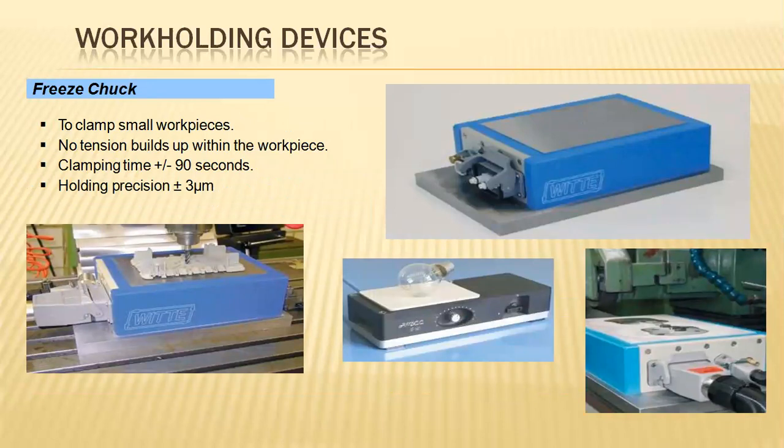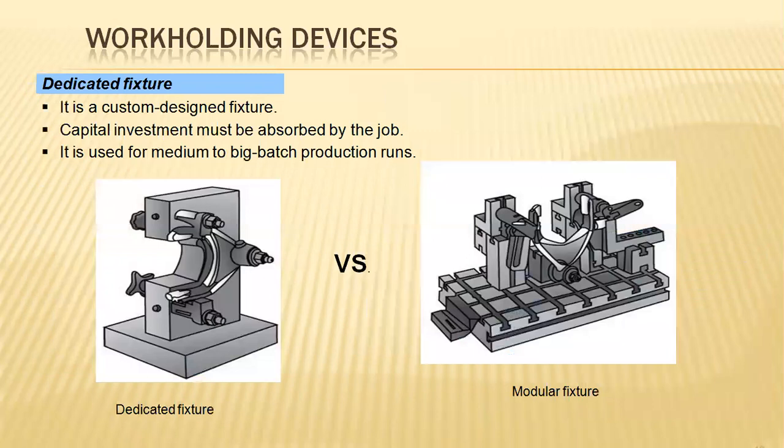Next, the freeze chuck. Particularly, these are used for holding only the mini or small workpieces that have less tension, or we can say simply that no tension will be built within that particular workpiece. Even the clamping time will be plus or minus 90 seconds and the holding precision plus or minus 3 micrometers only.